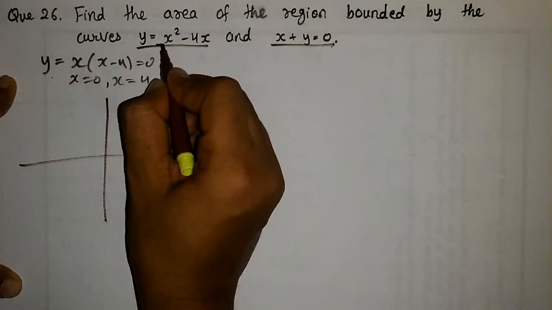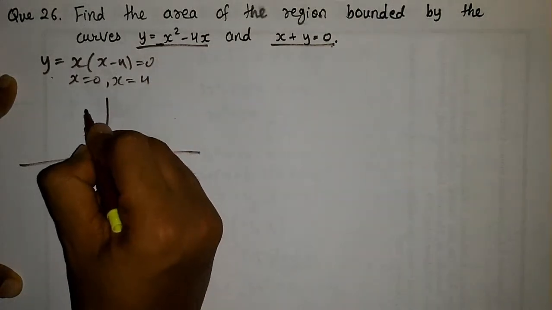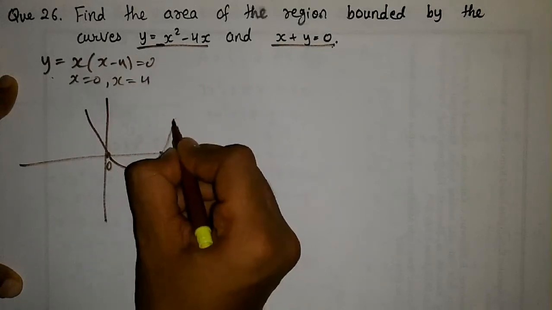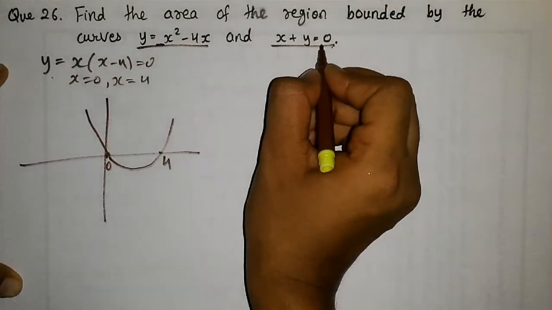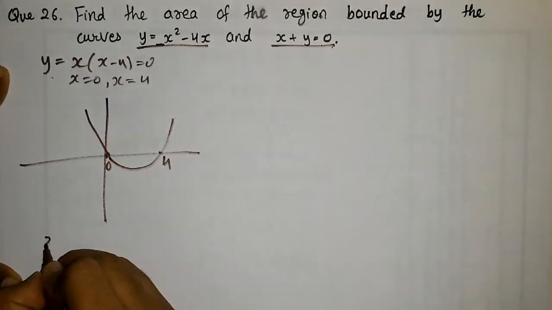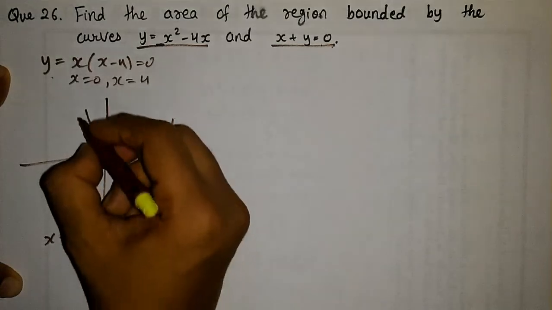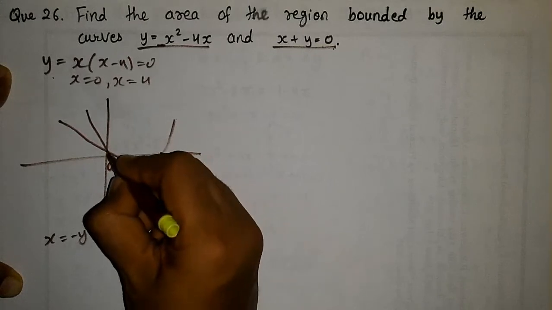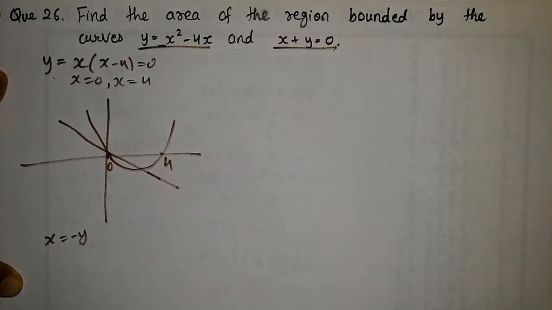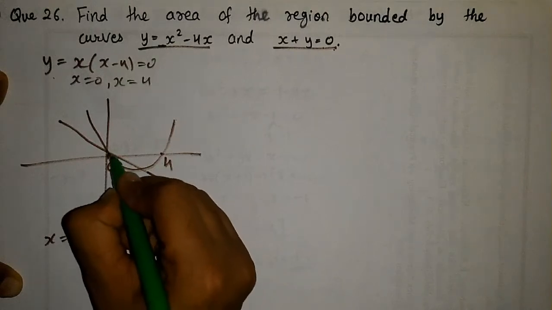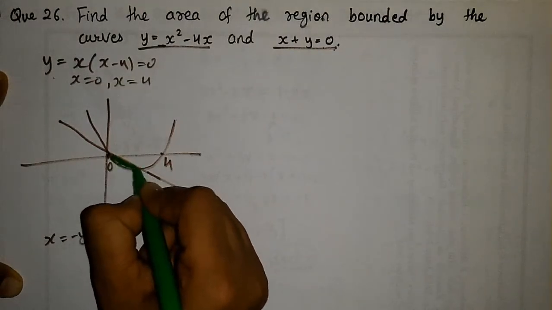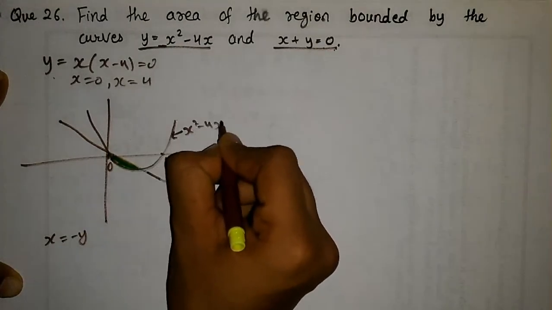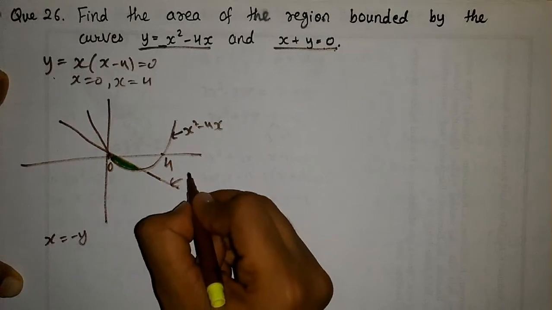We know that the coefficient of x square is positive, so it will be an upward facing curve. And its two intercepts are x is equal to 0 and x is equal to 4. And we are given another equation, this is the equation of a line. So this is the equation x is equal to minus y. And we know that x is equal to minus y will pass like this. It will pass through the origin. So the bounded region is this one. This is the bounded region. This is the curve x square minus 4x and this is y is equal to minus x.